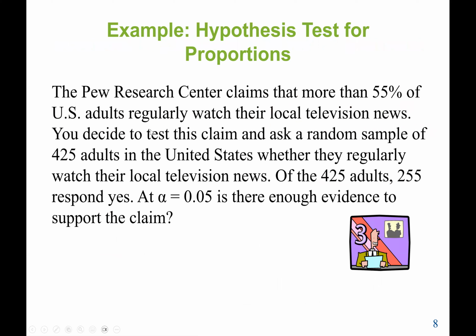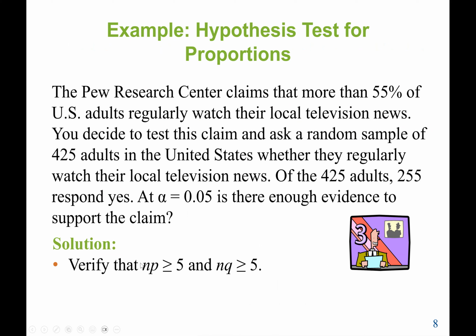Now we have a second example. Here a Pew Research Center claimed that 55% of US adults, so this would be a proportion again because we are talking about a percentage of people, 55% of US adults regularly watch their local television news. You decided to test this claim and ask a random sample of 425 adults in the United States whether they regularly watch their local television news. Now, of these 425 adults, 255 responded yes. Now, our question is, at alpha equal to 0.05, is there enough evidence to support the claim?